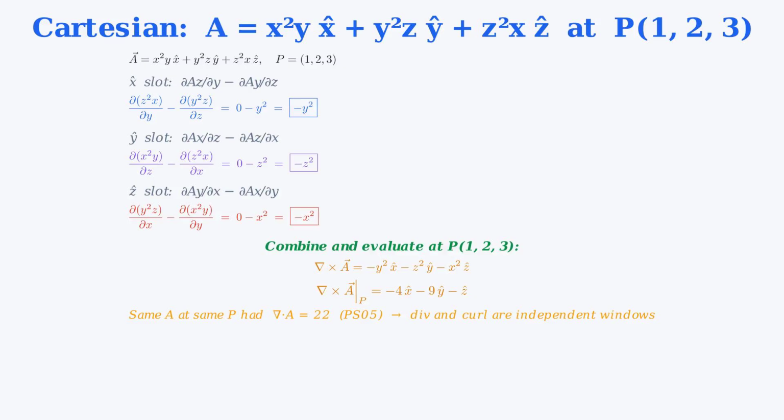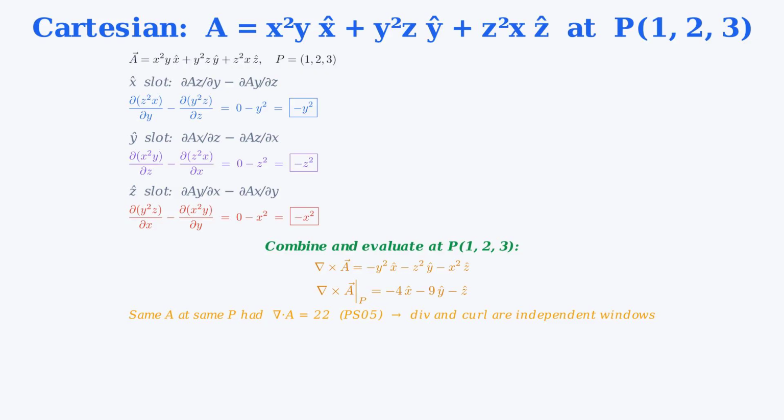X hat slot, partial Az over y minus partial Ay over z. Az is z squared x, partial with respect to y is 0. Ay is y squared z, partial with respect to z is y squared. So the x hat component is 0 minus y squared, which is minus y squared.